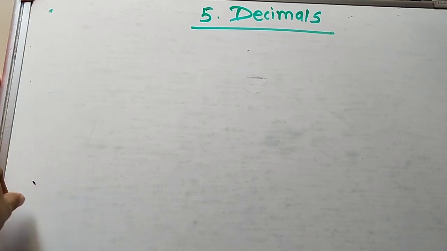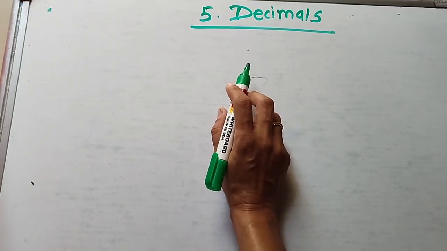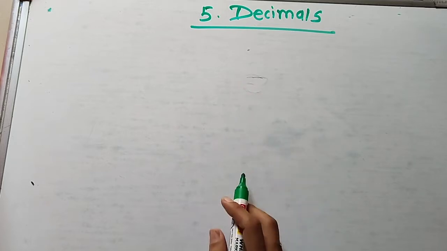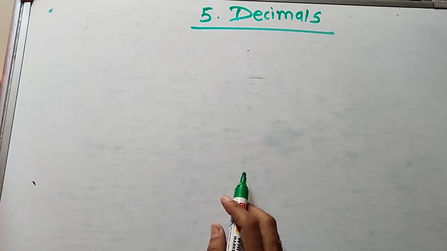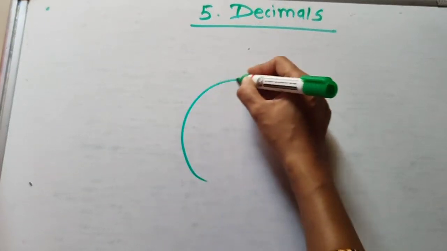Today we will start a new chapter, chapter number 5, decimals. So first we see what is meant by decimals. Decimals means, you heard the earth. Okay, see, this is the earth.